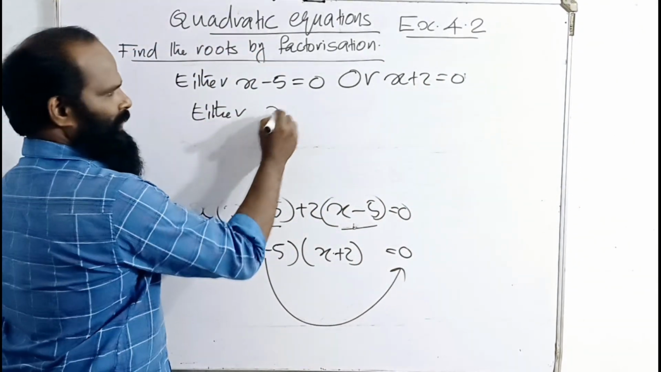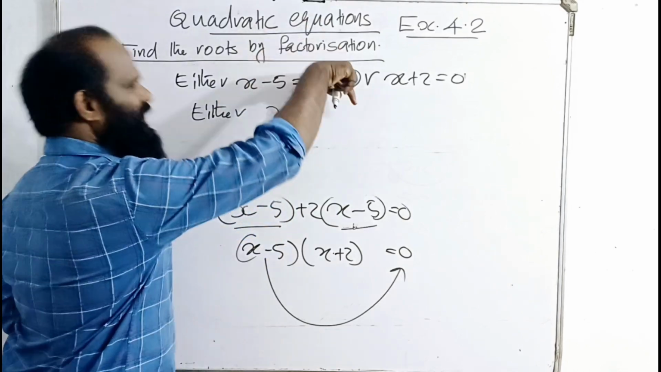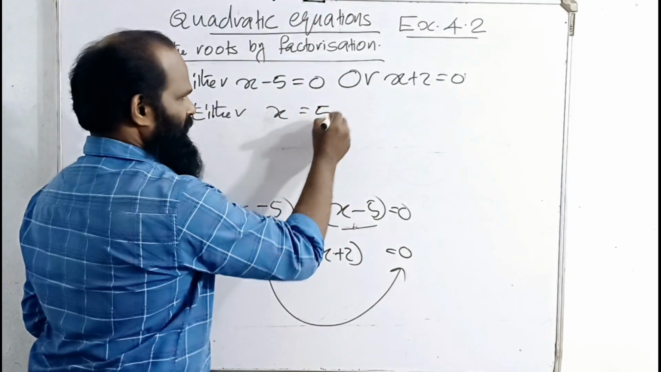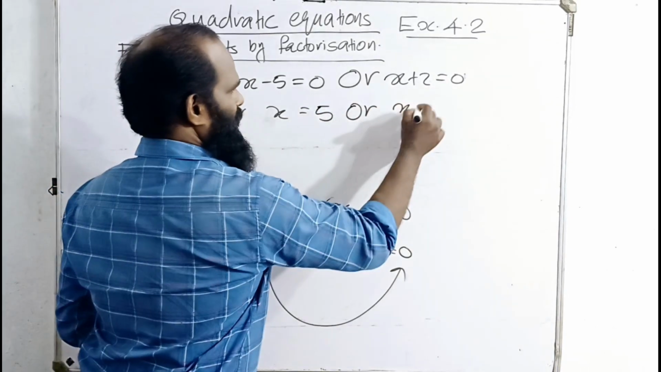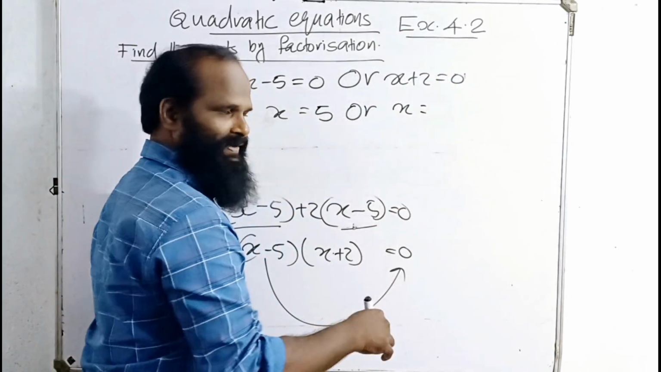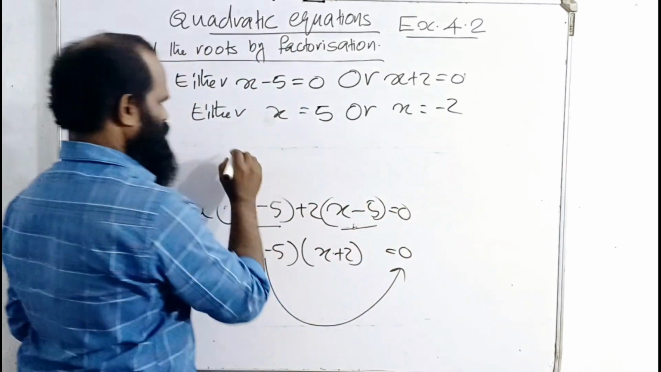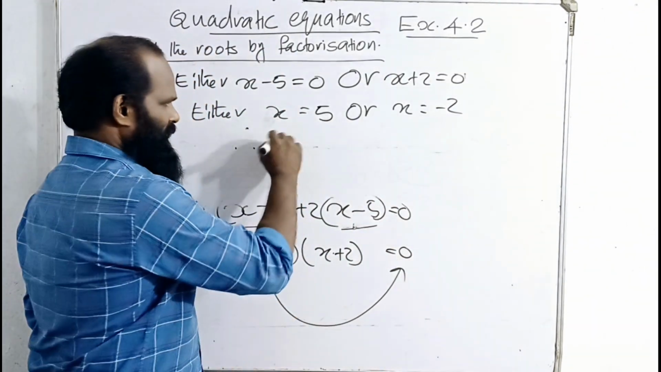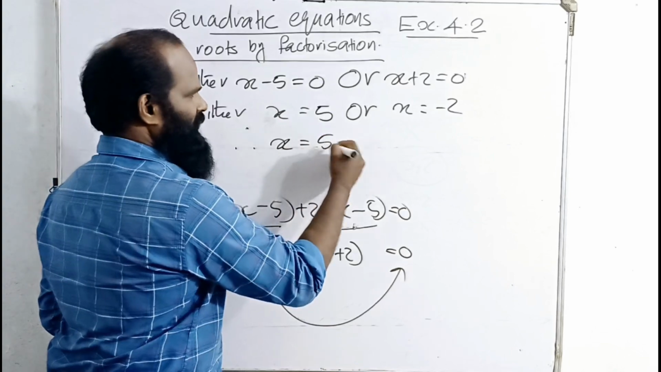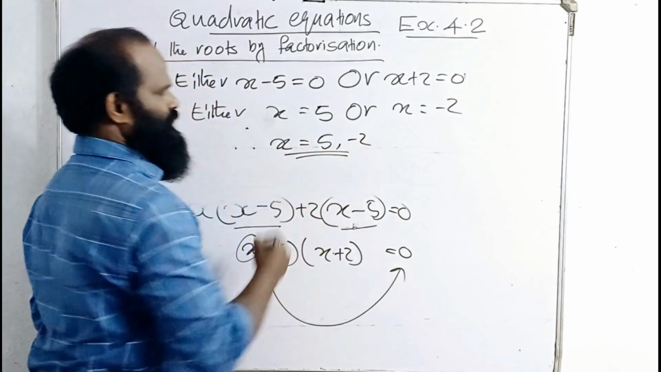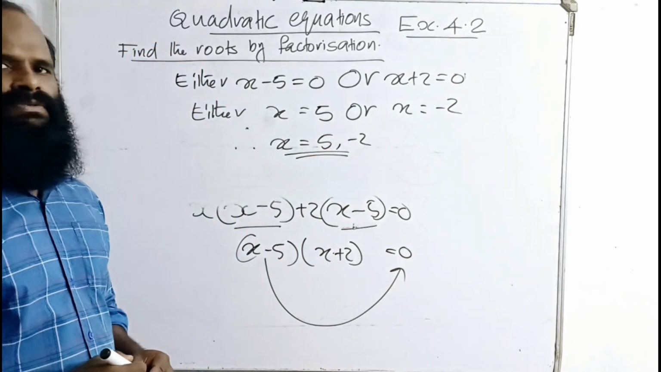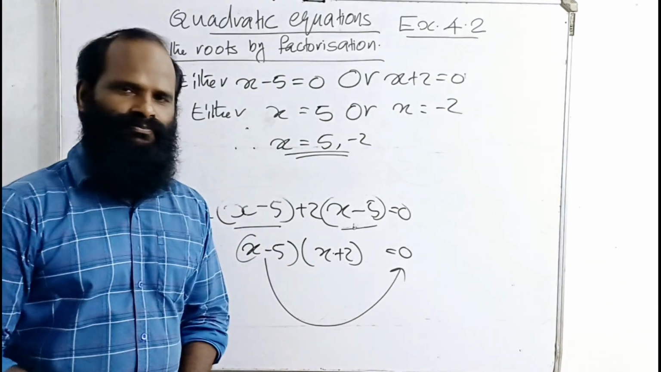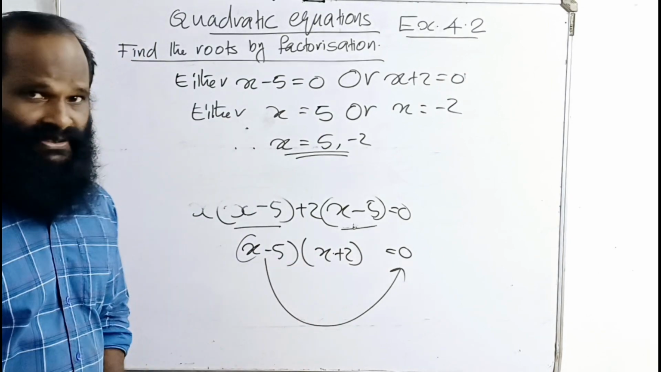Either x is equal to negative 5 is pushed to the right side, it becomes positive 5. Or x is equal to positive 2 comes over here, negative 2. So we have got a couple of values for x. They are x is equal to 5 and negative 2. So easily we finished question number 1. Hope you have understood this one.